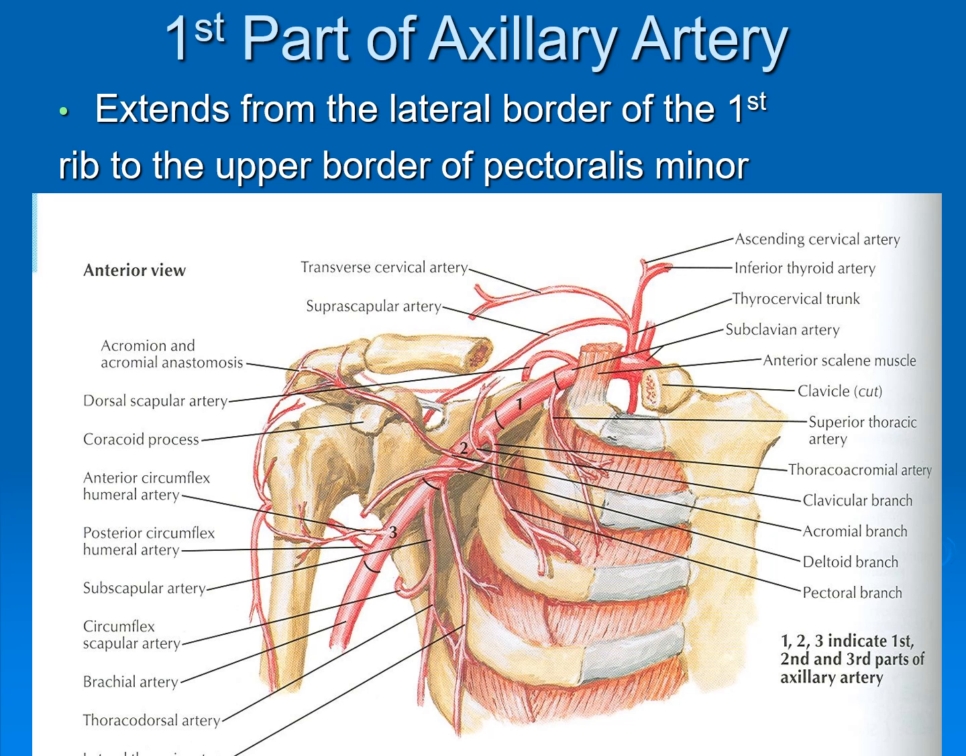Now, let's start with the first part. The first part extends from, like we said initially, the beginning of the first part is also the beginning of the whole artery. So from the lateral border of the first rib to the upper border of the pectoralis minor. Okay, this marking you're seeing is the first part. So from the lateral border of the first rib to the upper border of the pectoralis minor.